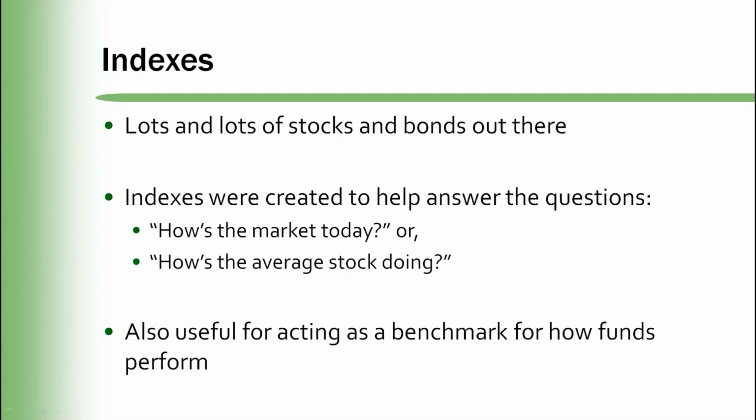And indexes were created to help answer questions like, how's the market doing today? Or how's the average stock doing? Because if you're looking at the stock market with all these thousands of different stocks trading, and you want to know how the market did today, and you just want to read a newspaper article about it, it's kind of difficult when some of them might have been up and some of them might have been down, and it's all very company specific. And so the newspapers started creating these averages where they could talk about how the average stock might have done today by picking a couple of big stocks and basically just averaging their price.